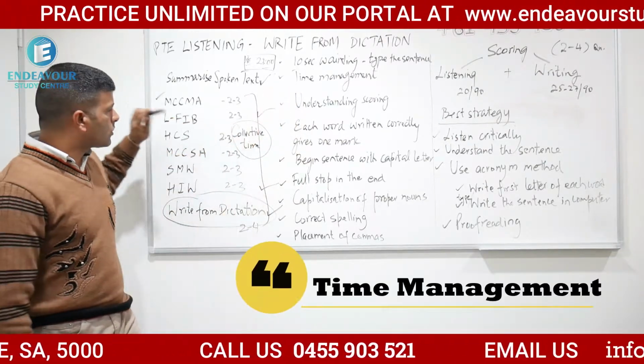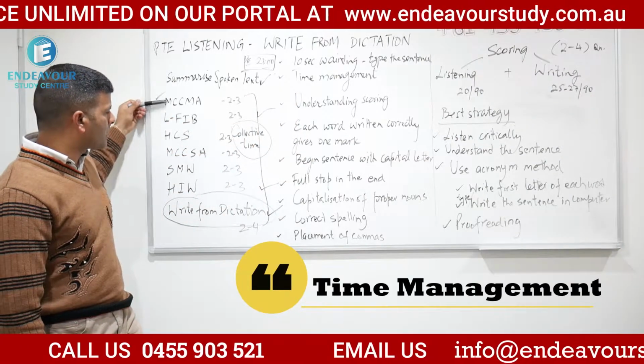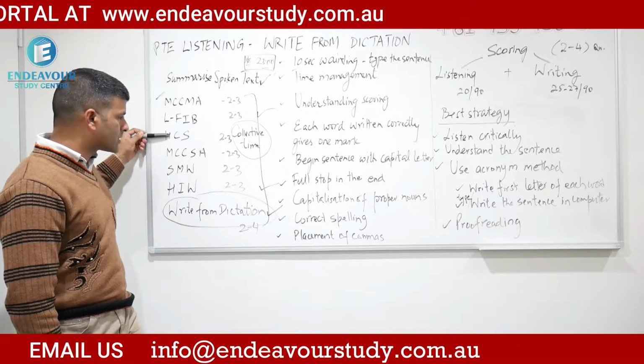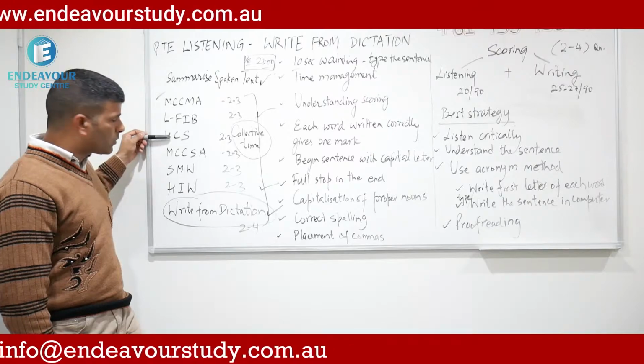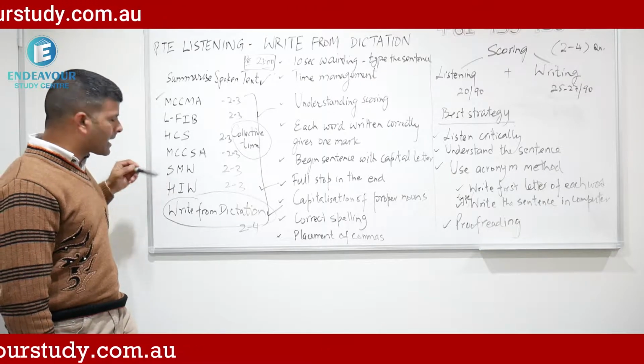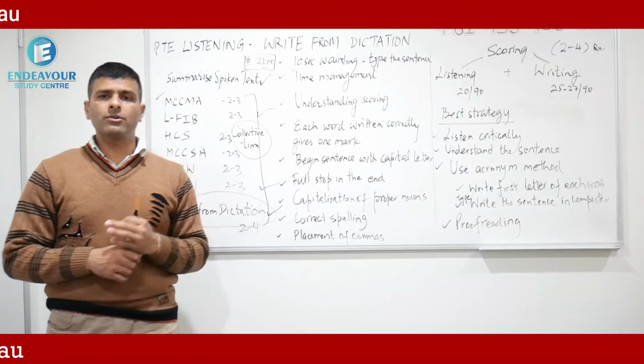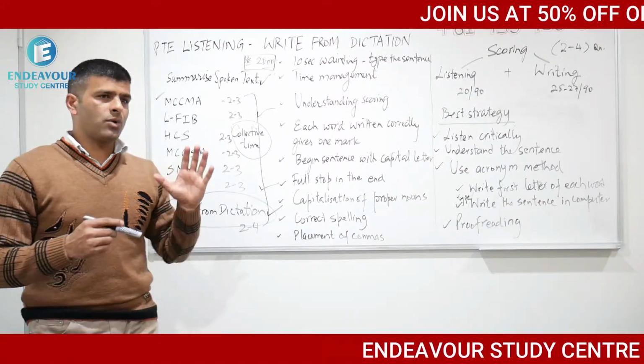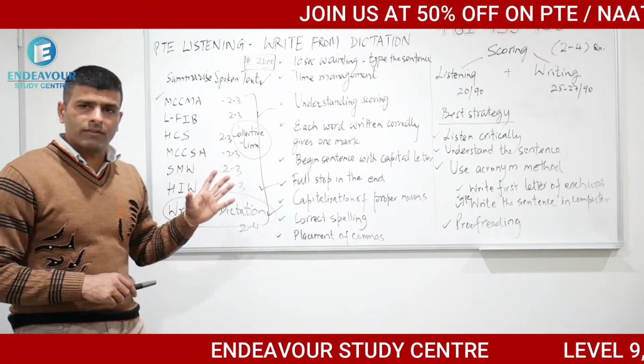Make sure that you do not spend too much time on multiple choice, multiple answers, multiple choice, single answer, and highlight correct summary. These are question types where you really need to watch out for time, and then select missing word. So these are unimportant question types. Don't spend too much time on them once the audio is gone, so that you have enough time left over when you get to write from dictation.